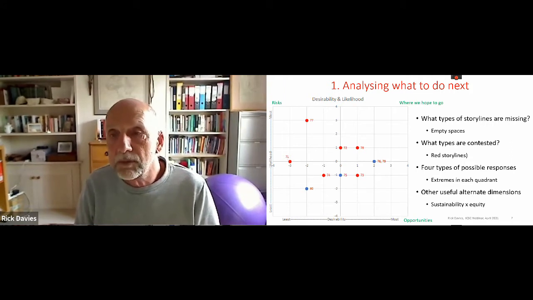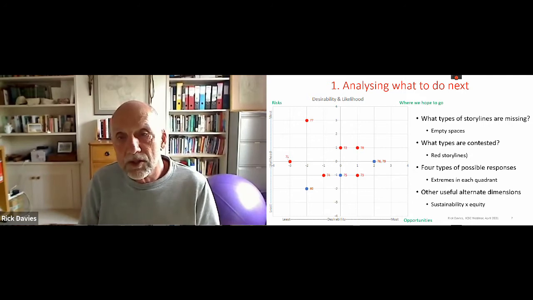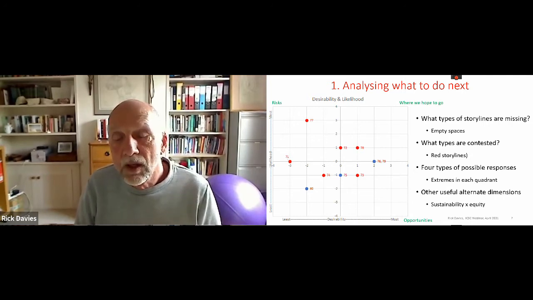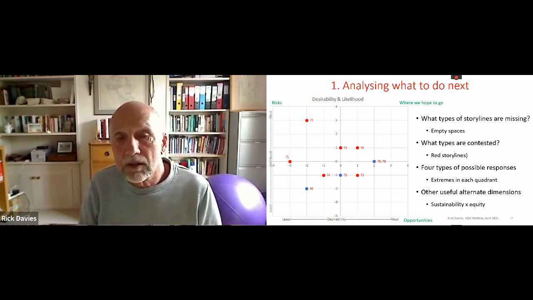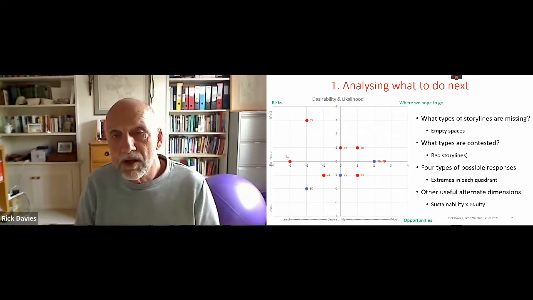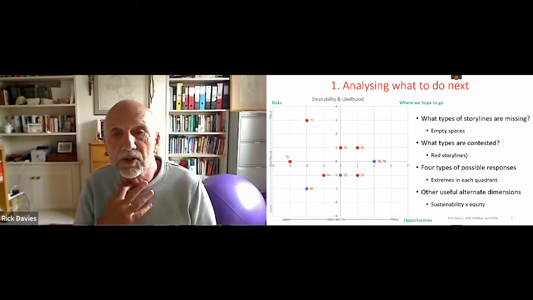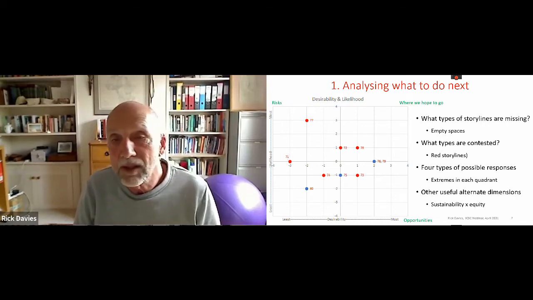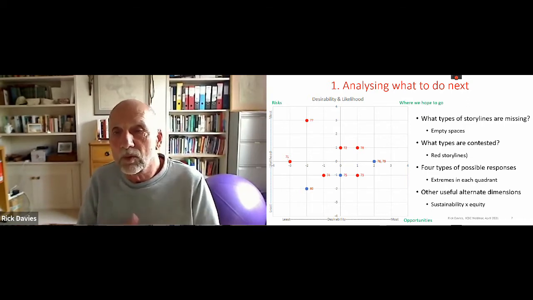likelihood and desirability. So one of the points of plotting, getting people to make these judgments and then looking at their distribution, is firstly to ask what type of storylines are missing. And somewhat surprisingly, if we look in the top right quadrant of most likely and most desirable, there are actually not that many in this space here, which raises questions of, what is behind that?